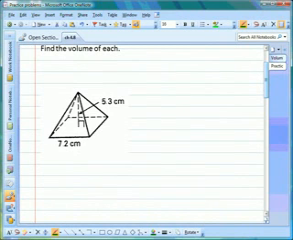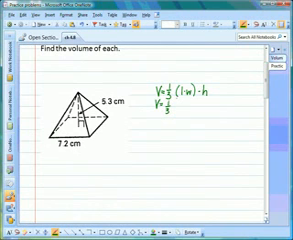Okay, so at this point, you should have worked out the problem. All right, you should, for your formula, have V equals 1/3. Okay, and then we look at area of the base. What kind of base do we have? Well, there's only one measurement, so that tells us it's a square. So length times width times height. Then we can fill in those numbers.